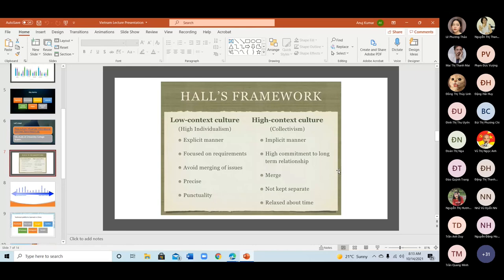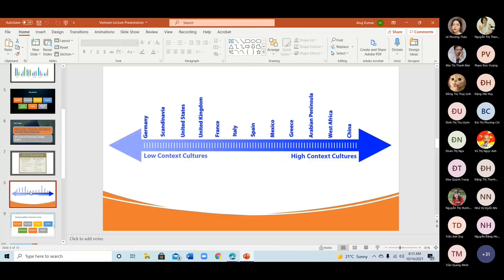Now, there is an arrow which we will show you, showing which countries are high context and which countries are low context. Countries like Germany, United States, UK, these are low context cultures. France, Italy, Spain are in between, not high context, not low context. Countries like China, West Africa, India, these are high context cultures. So there is a difference.